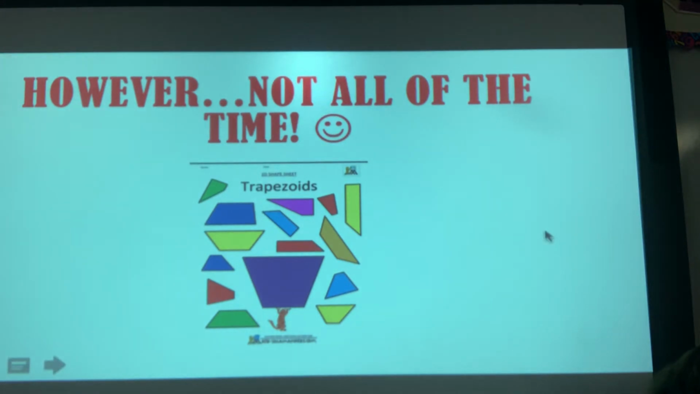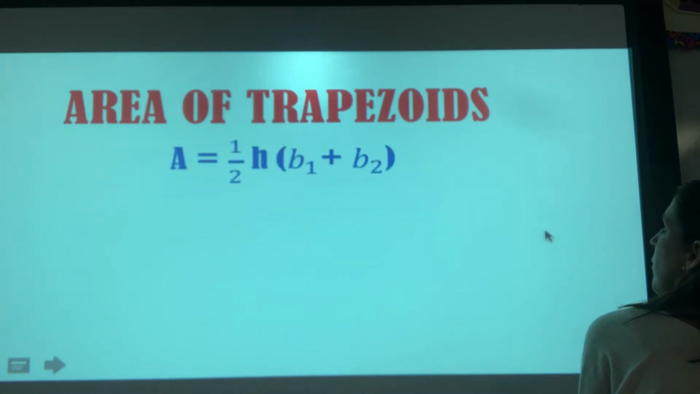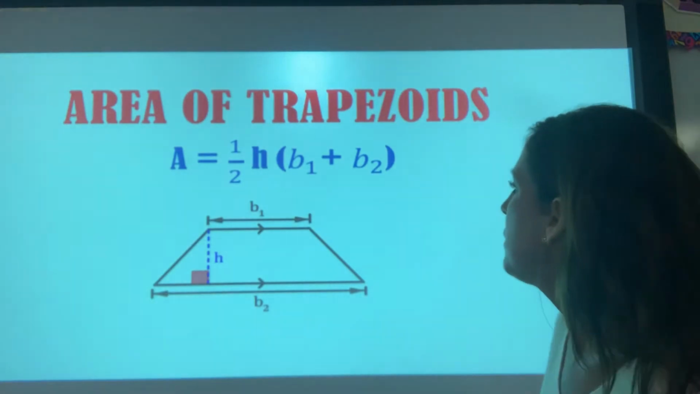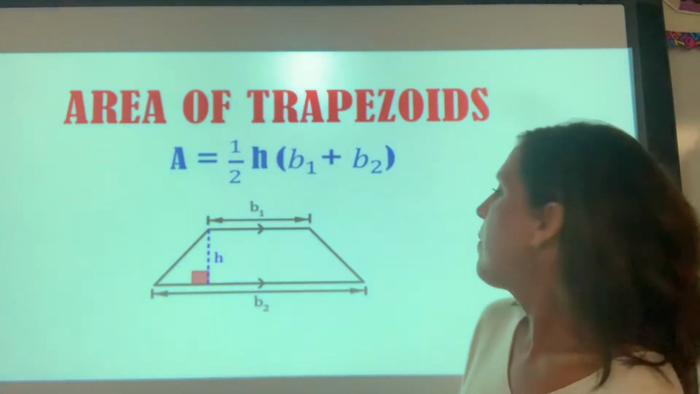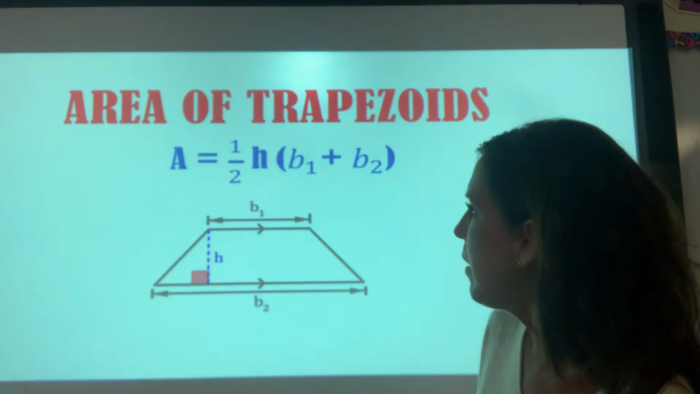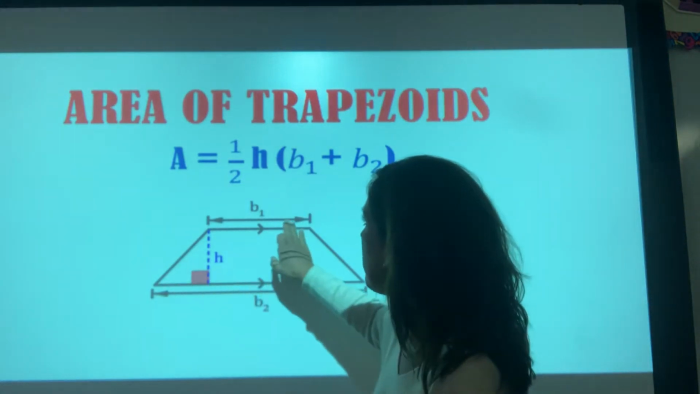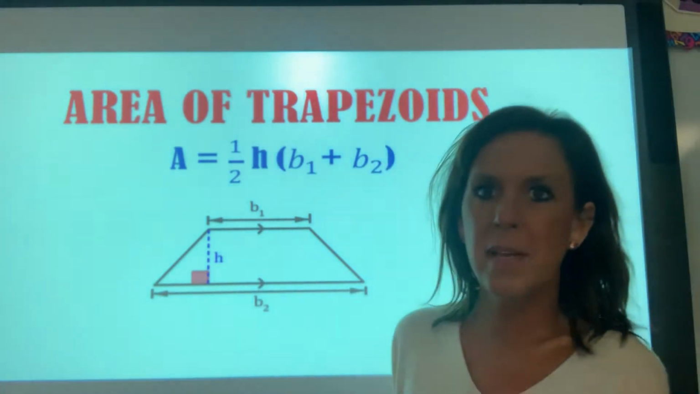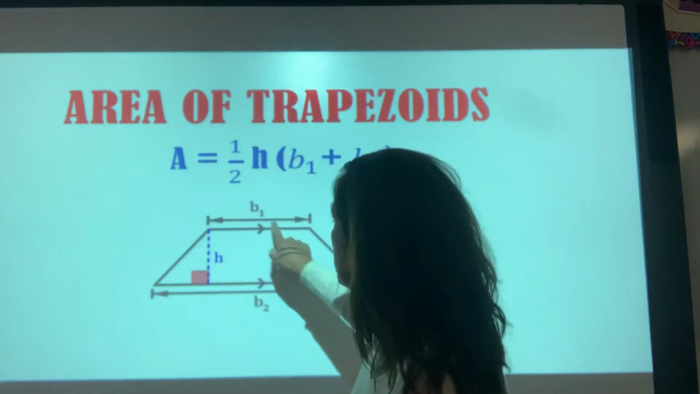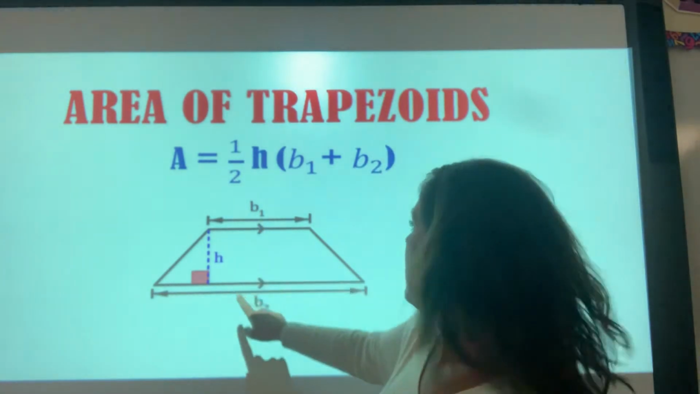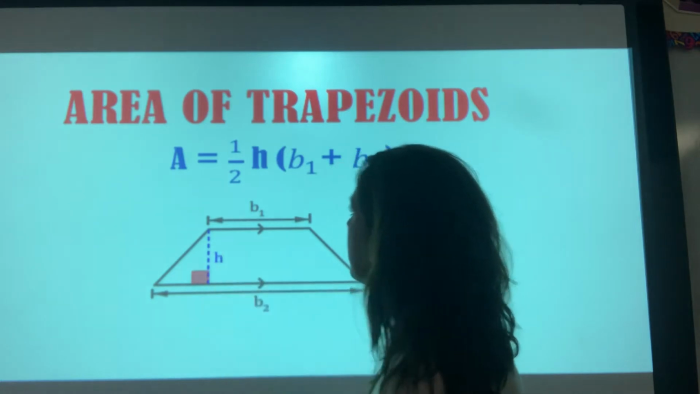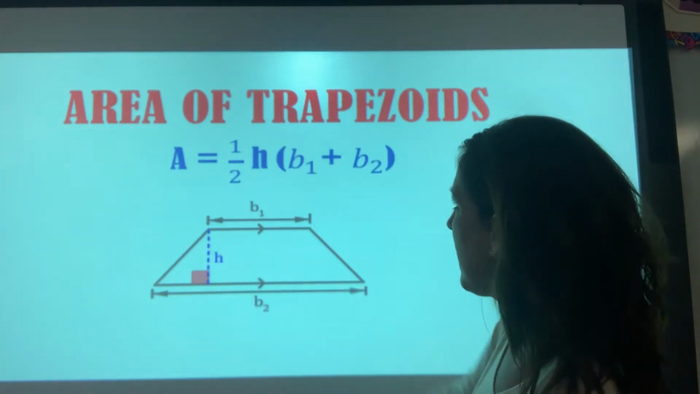Now, trapezoids, like I said, have their own formula. So you're going to want to put this in your math notebook as well. When you look at a trapezoid, and you might want to draw this in your notebook, they have two different bases because one of their bases is always going to be longer than the other one. This one up here is called base sub 1, and this one down here is called base sub 2. And then your height is going to be inside here.